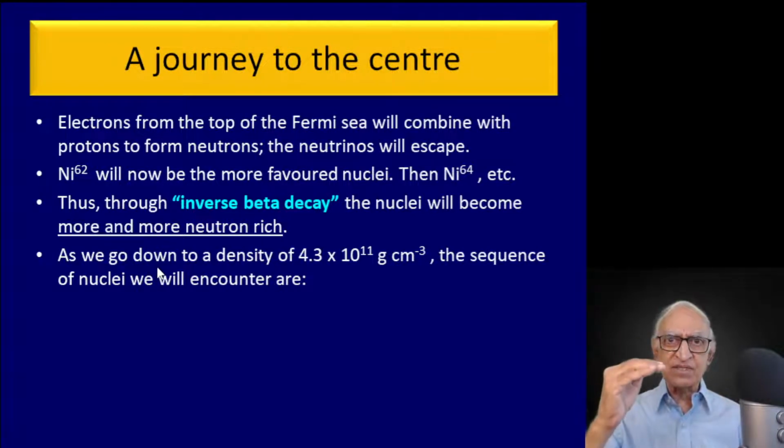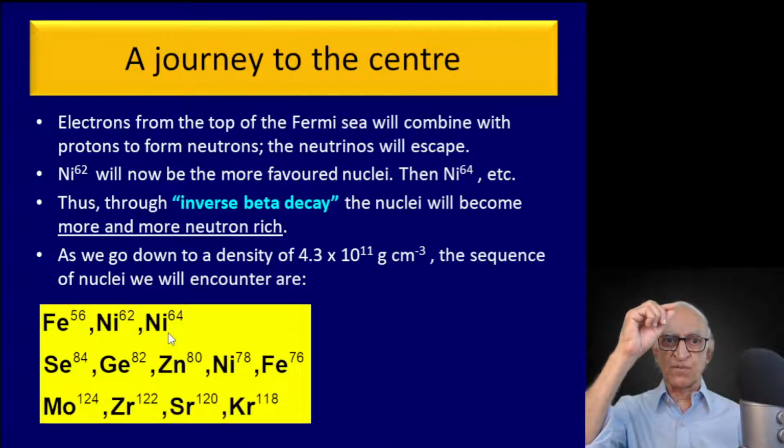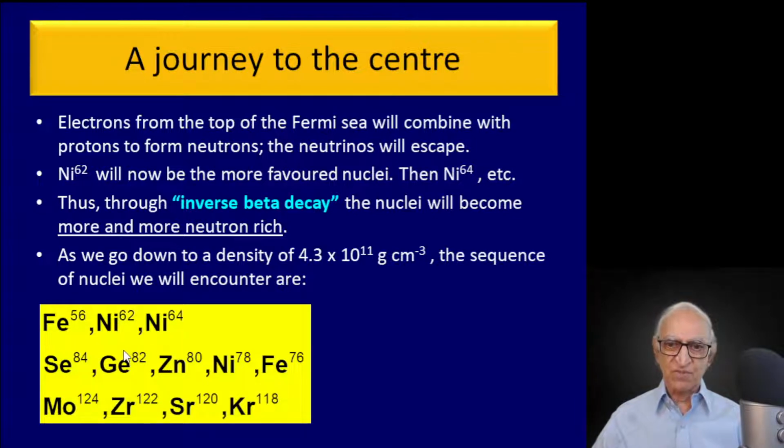As the density increases to this magical value, which is 4.3 times 10 to the power 11 grams per cubic centimeter, we will encounter an exotic zoo of nuclei. First, we had iron 56, that became nickel 62 and nickel 64, because the electrons at the top of the Fermi level combine with protons to form neutrons. If you go further down, you'll get selenium 84, germanium 82, zinc 80, and so on. If you go further down, you'll get molybdenum 124, strontium 120, and krypton 118. Superman's planet was Krypton, if you remember.